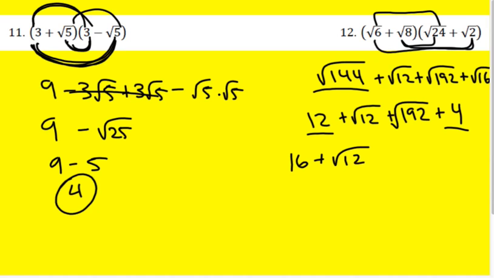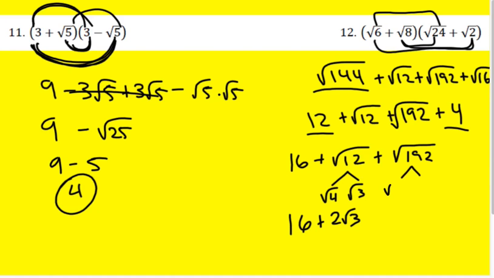Now let's see what else I can do here. 12, I can break up into 4 and 3. Remember, I'm looking for a number that is a perfect square root to do this with. So 16 plus 2 square root of 3. 192 is a little bit trickier. I got to look around. I got to try some things. One thing that might take a little time to get to is the fact that this is the square root of 64 and the square root of 3. 192 is 64 times 3. Now, I used my calculator a little bit, and you can mess around with that, but still answers the problem. So the square root of 64 is 8, square root of 3.